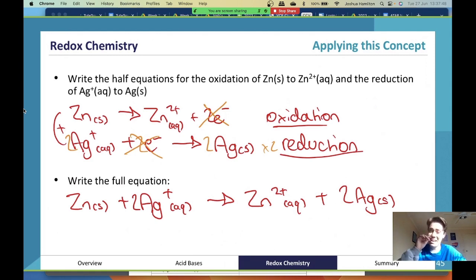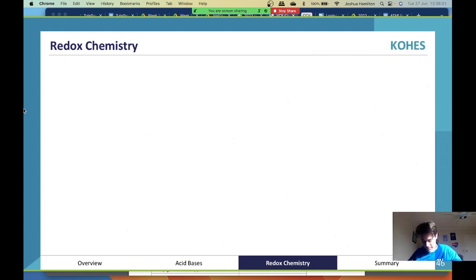So, as you can see here, I've removed my electrons by doubling the bottom equation. I've removed them because they cancel each other out, and then I have my full equation here. So, the last little concept, there's like 2 little concepts I want to go through before we finish off, and that is our production of half equations when they're not in the electrochemical series.